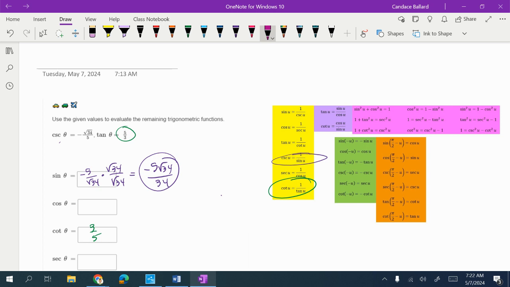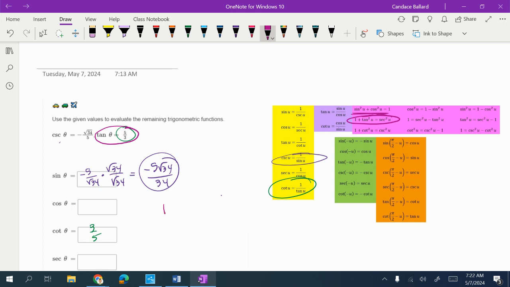Because a lot of us might go to sine squared plus cosine squared equals 1 because I've got sine, but that's a nasty radical. So let's not do that. Let's work smart, not hard. Let's use this one. I can use that one. So let's use this identity right here: 1 plus tangent squared equals secant squared.